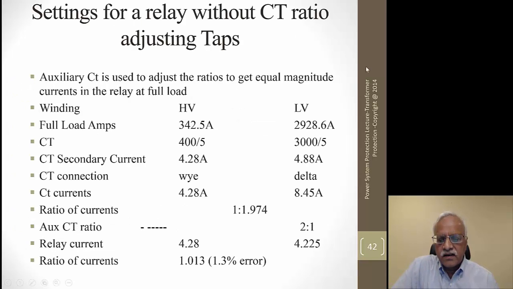So in short, we can just summarize this as the relay taps or CT connections, current and relay current is this. So we selected it. Sorry, this is about CT relays without the CT ratio adjusting taps. Then what we found is the CT currents are 4.28 and 8.45 on the secondary side. I have to select an auxiliary CT here so that I can make the restraining currents on both sides pretty close to each other. The error is 1.3, assuming 2 to 1.